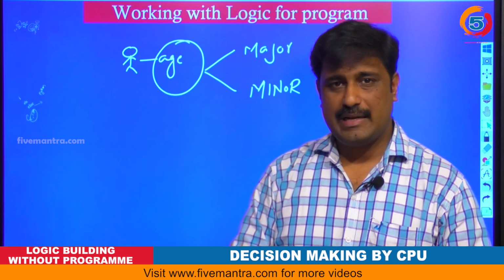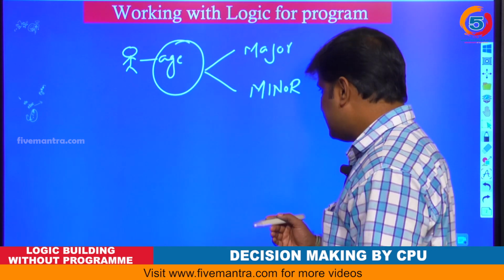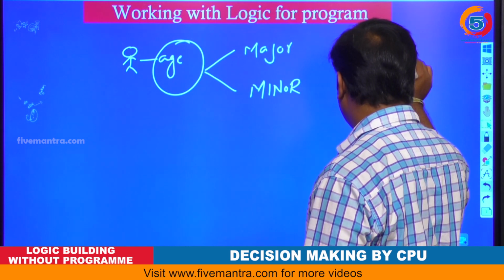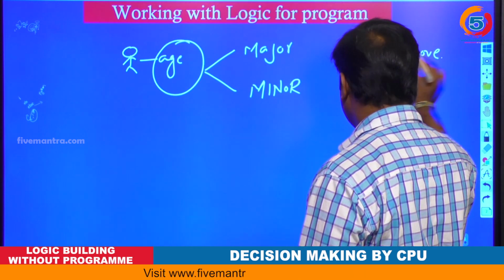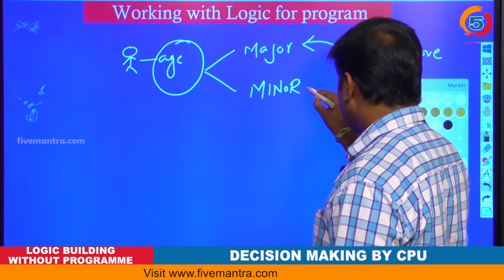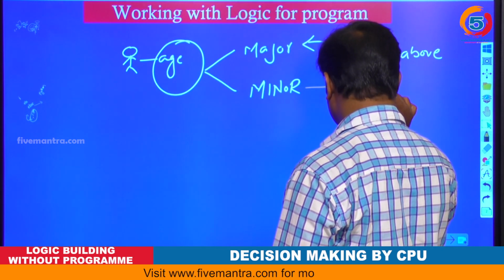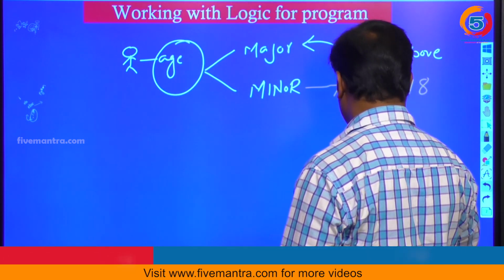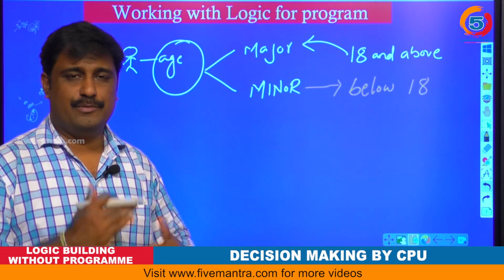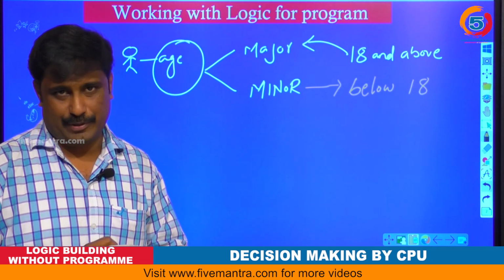Already we have a question that he will enter age, we have to find whether he is a major or minor. Basically we'll assume that whose age is 18 and above is a major. Who is below 18, then he is a minor. This is my definition. Over. Now I got how to implement that one. Now I have to write a program.